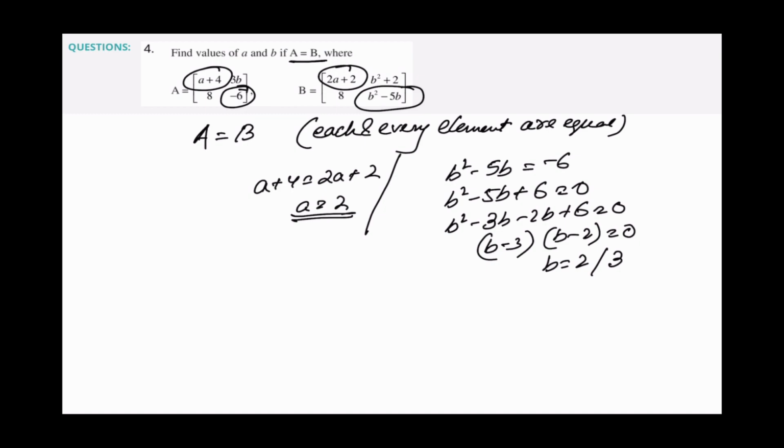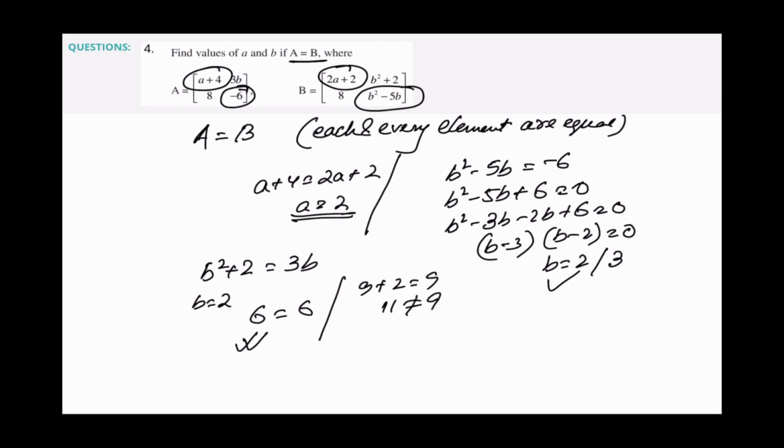But do check it also. So what is the other equation of B? B square plus 2 is equal to 3B. Now if I put B equal to 2, students, what will I get? 6 equal to 6. That's correct. So B equal to 2 is valid. If I put 3, then I'll get 9 plus 2 is equal to 9. So 11, is it equal to 9? No. So this value is rejected.